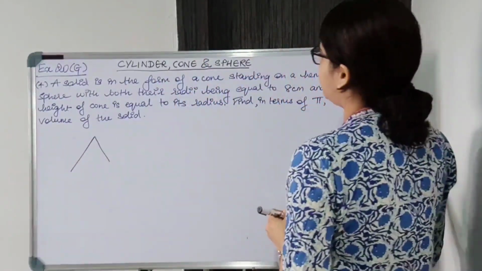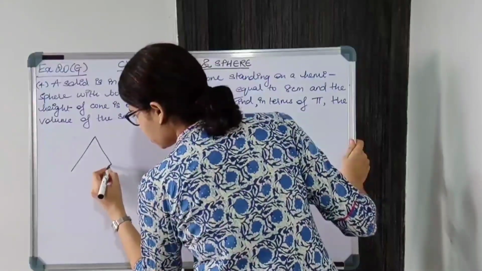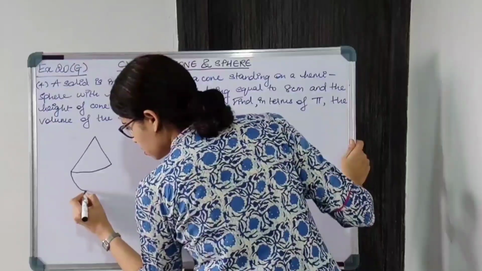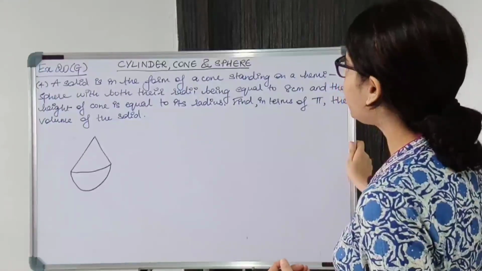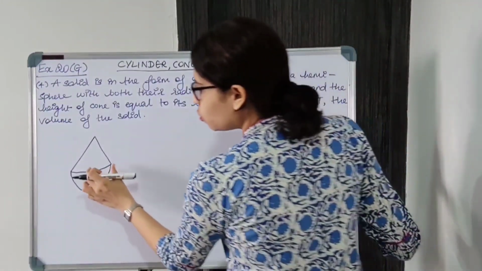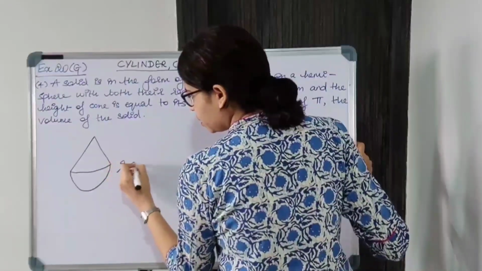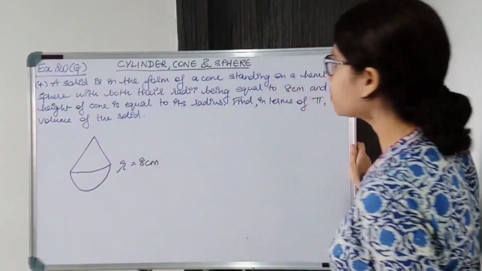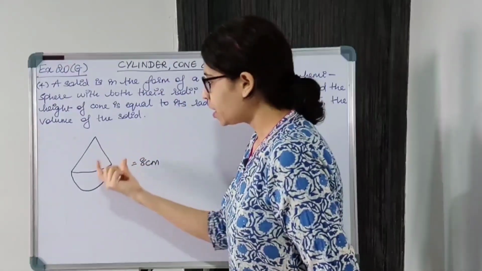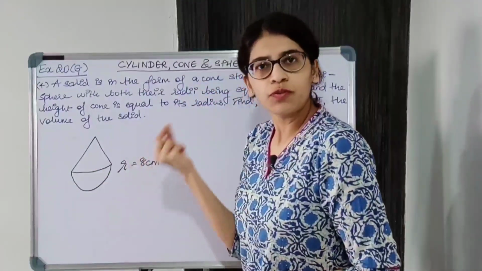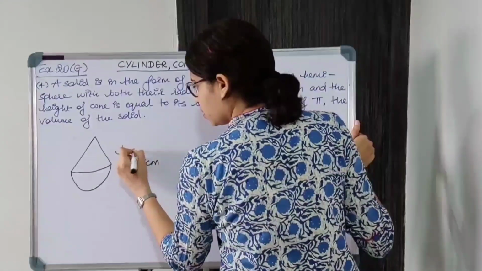There is a cone, okay, standing on a hemisphere, with both their radii being equal to 8 centimeters. दोनों का रेडियस सेम है, ठीक है, इसका भी और इसका भी, तो दोनों के लिए सेम r लेते हैं. It is 8 centimeters and the height of cone is equal to its radius. So ये cone का जो height है, it is equal to its radius. तो radius of the cone क्या है, 8 centimeters है, मतलब height of the cone is also 8 centimeters, ठीक है ना.